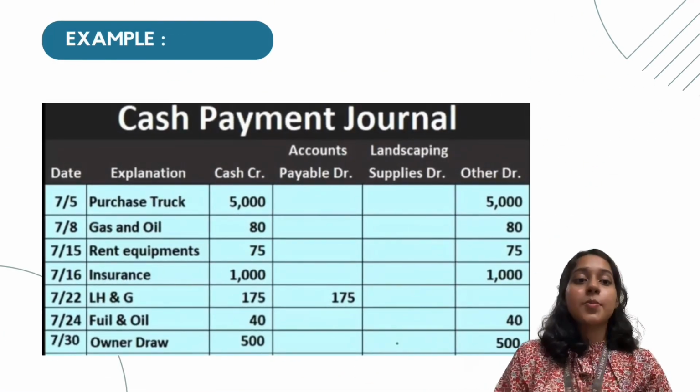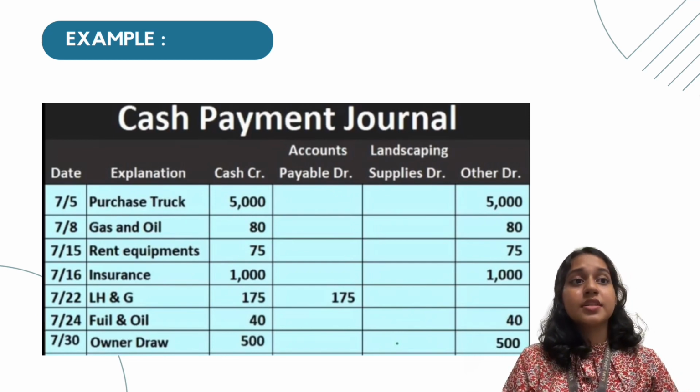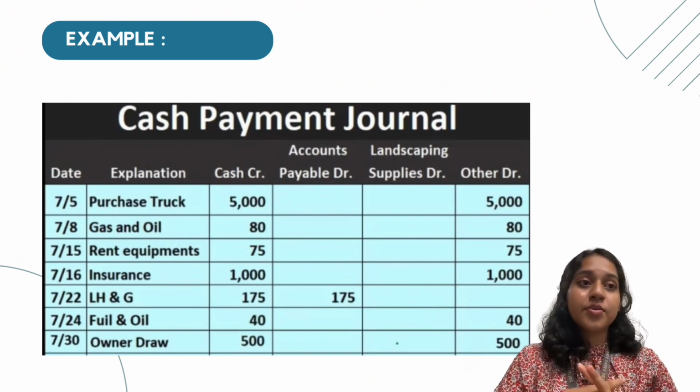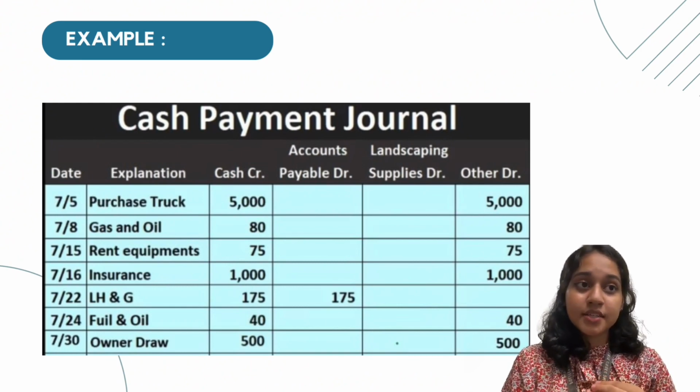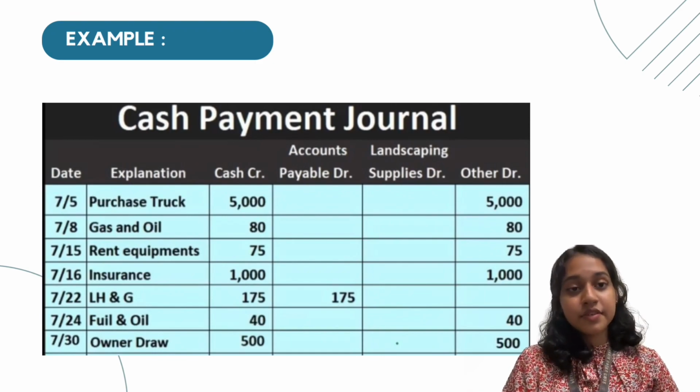There's the example of the cash payment journal. So the date on which day the transaction happened, and the following column was the name of the account debited, and the folio number and the amount of cash paid.